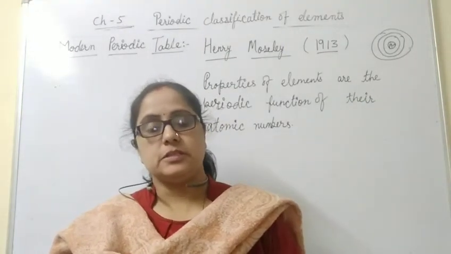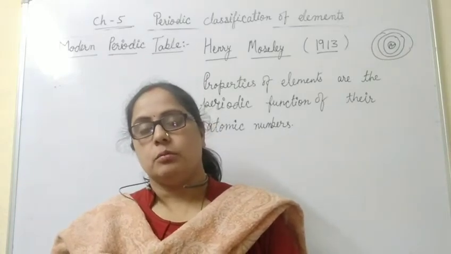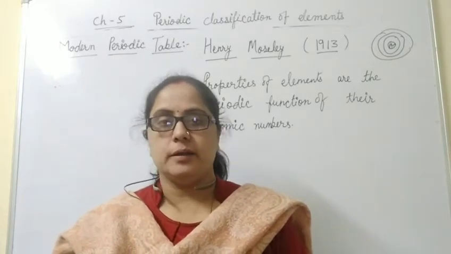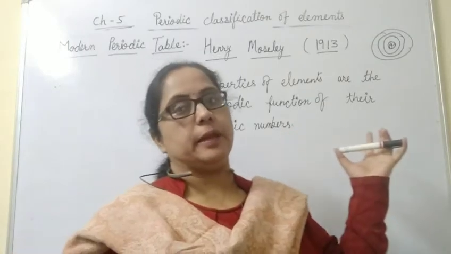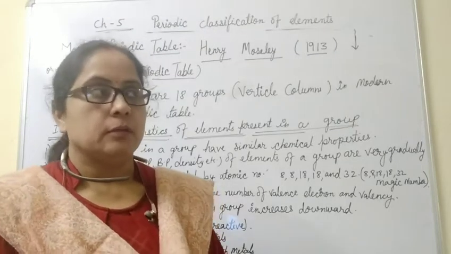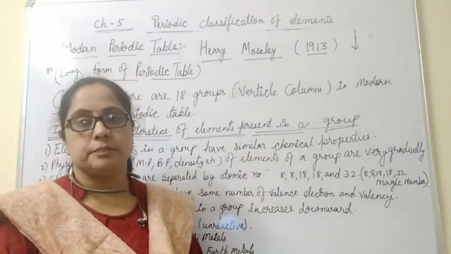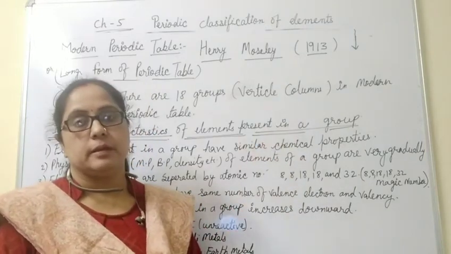Students, on the basis of his research, he gave a law, and that law was called the modern periodic law. The modern periodic law states that the properties of elements are a periodic function of their atomic number. Now we'll talk about the groups. Vertical columns are called groups. In the modern periodic table, there are 18 groups.